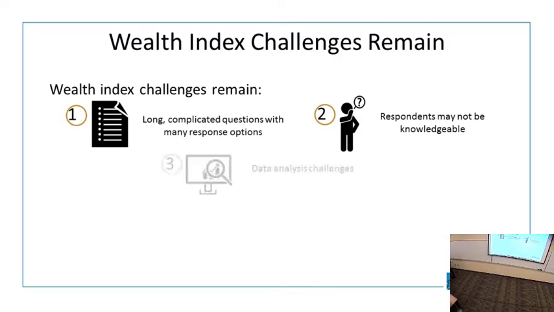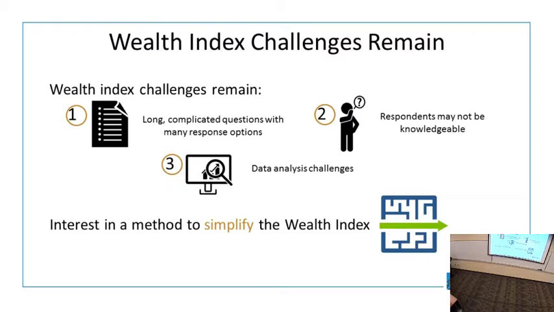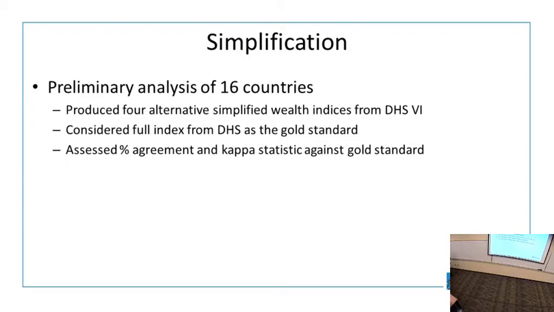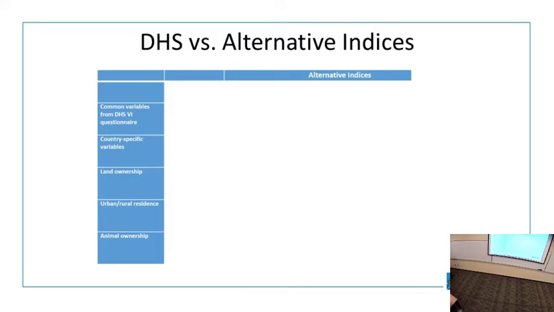So it becomes difficult. And we also recognize that those data analysis challenges are real. Being able to have the on-site staff and the software to run a PCA, a principal components analysis, can be challenging. And so we started thinking, is there a way that we can make this easier, that we can simplify the data to make it meaningful and useful for program managers? But yes, we can do this. And so we did a preliminary analysis of 16 countries. And we looked at 4 different alternatives and compared those against asking all of the questions in the demographic and health wealth survey. And then compared how well that agreed to that full set of questions.